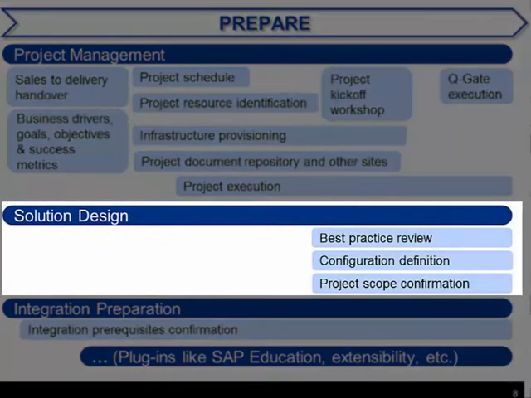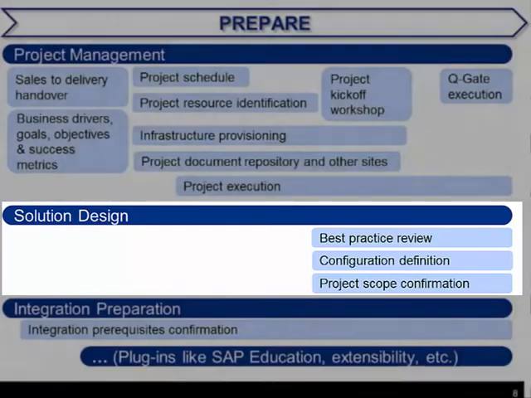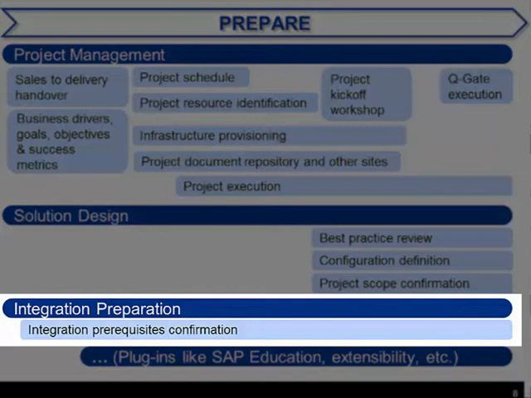In the solution design stream, the best practices for the 2B business processes are reviewed with the customer and configuration values are acquired. The end result is that the project scope is confirmed. If the project scope varies from the statement of work, then a change order must be executed. The team prepares for integration by confirming that the integration, security, and infrastructure prerequisites have been met.